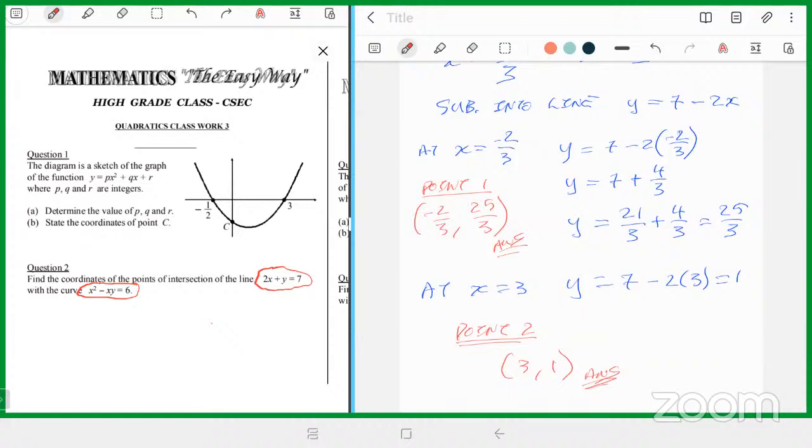All right, that's what we were supposed to do, guys. Find the points of intersection. Where they meet. They meet at 2 points here and there. Those 2 points. Any questions on that?